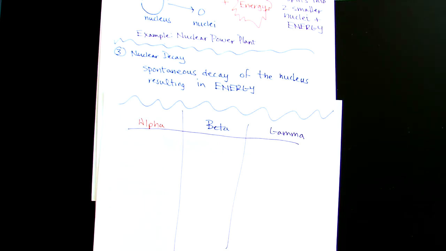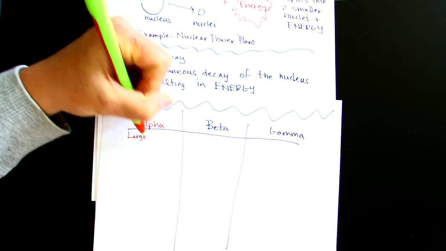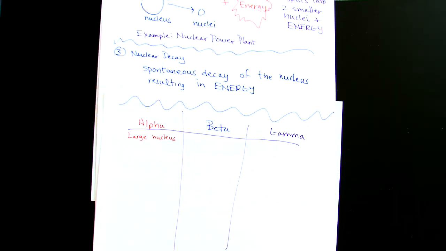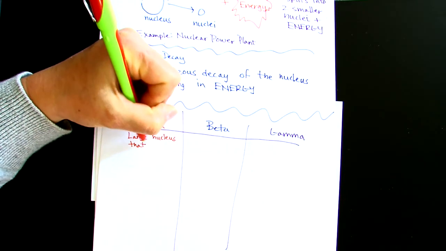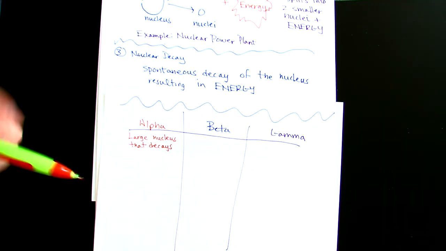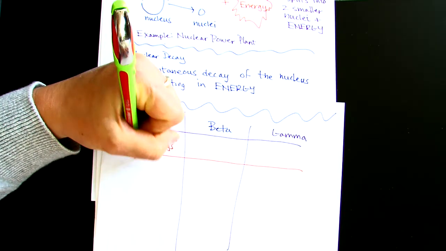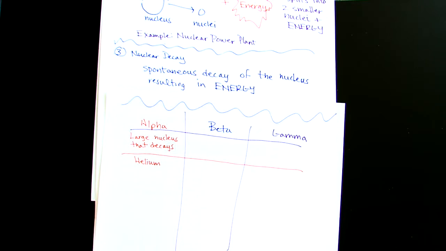So alpha decay happens when you have some sort of large nucleus that decays. So for example, uranium is a very large nucleus, and when it decays, it usually goes through alpha decay. And in alpha decay, it is basically a helium nucleus that comes off of the bigger nucleus.